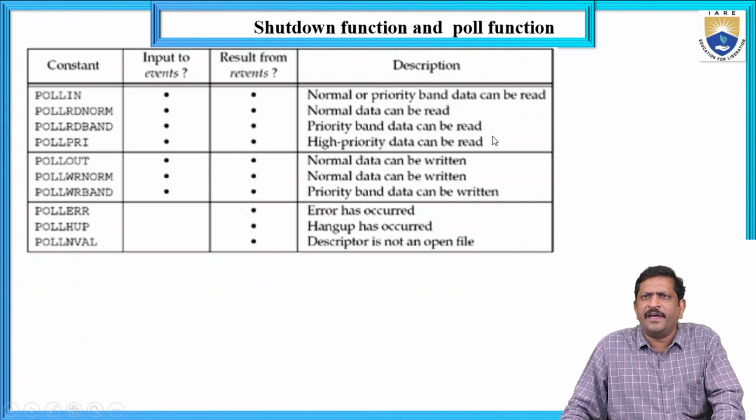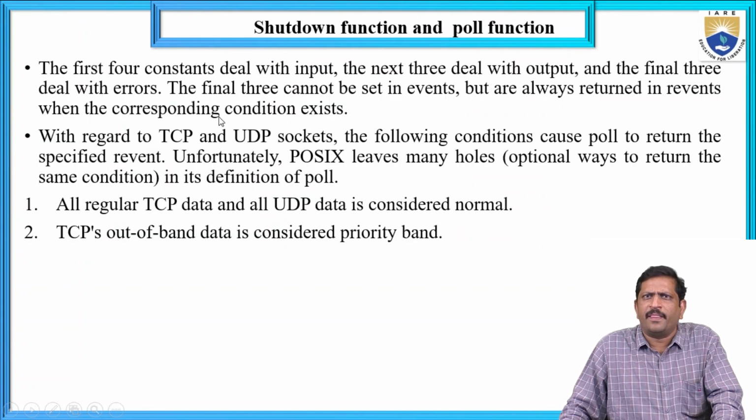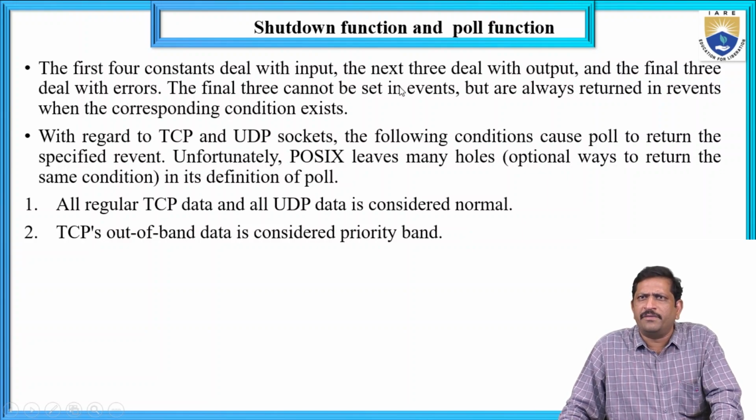High priority data can be read first, and low priority data can be read last. By using these three other functions, normal data can be written here, and the priority band data can be written here. That's why we can say that the first four deal with the inputs.